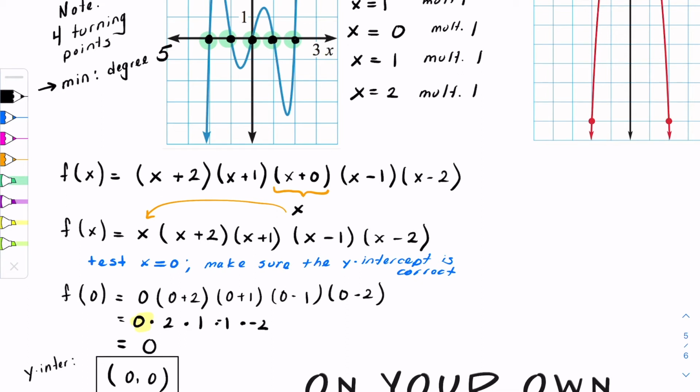So check on the graph up here, and yes, this function does indicate that we have a y-intercept at 0, 0. So this worked out, this is good. That means this here is our final function.